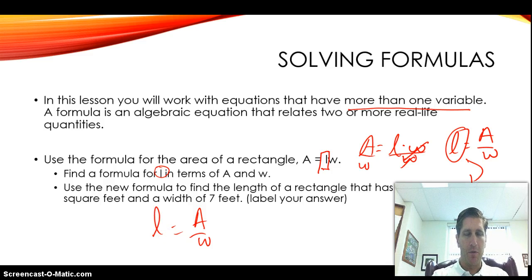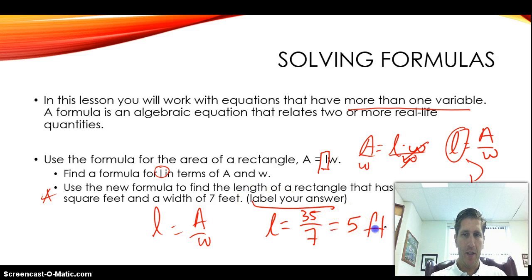So they're going to isolate a variable for you, and then you're going to plug information in to get what that variable would equal. For example, the second part here says use the new formula to find the length of a rectangle that has an area of 35. So we know this is length equals 35, area, 35 square feet, and the width of 7 feet. So we know that 35 divided by 7 is 5. And remember, make sure you label your answers. So this is 5 feet. So we know that the width is 7 feet and the length is 5 feet.